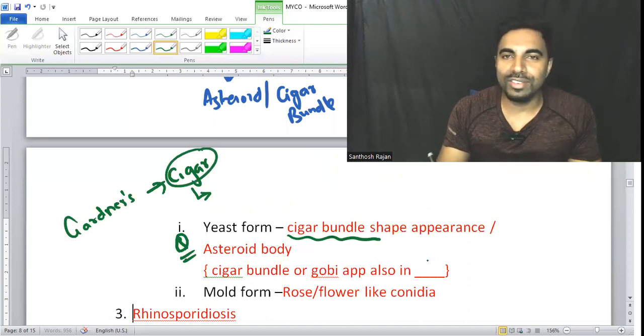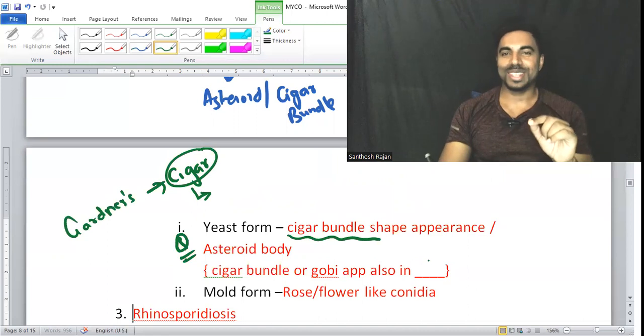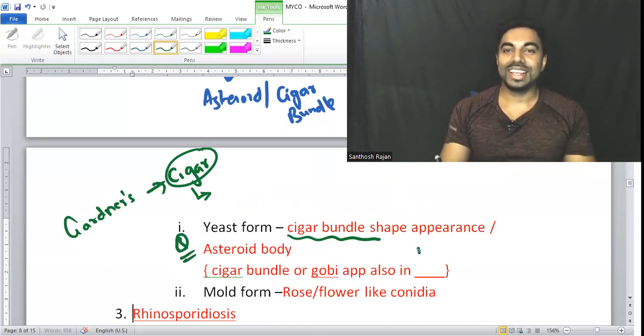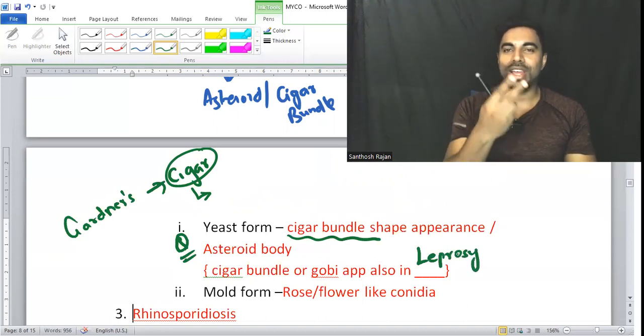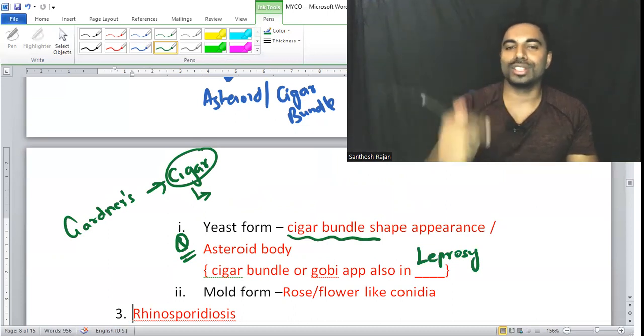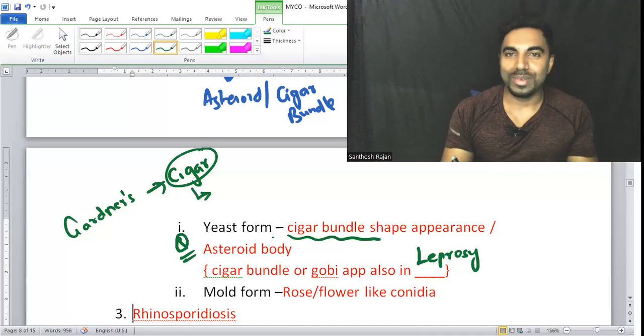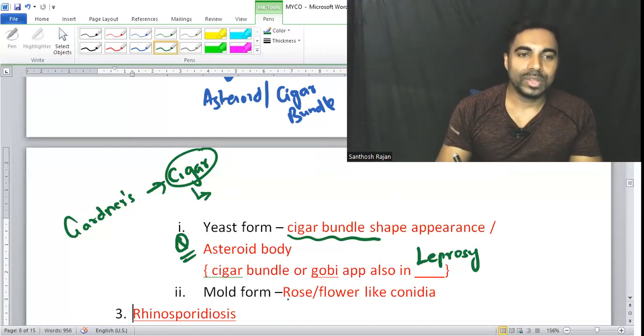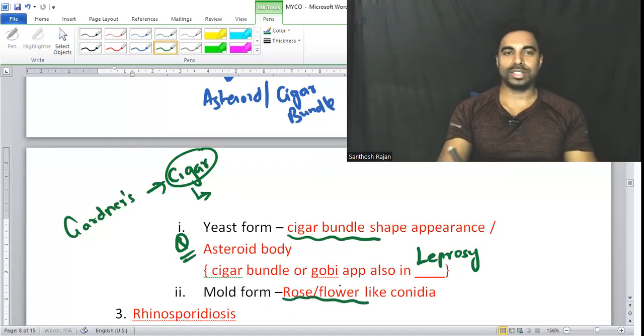One more cigar, where did we see it? Who else smokes? Think in bacteria. I'm so glad I asked this question here. It is the leprosy patient, Mycobacterium leprae. Leprosy people also eat gobi and they smoke cigar. Okay, leprosy. Very simple. Amazing. I love this. And the mold form has rose or flower-like conidia. That's it. I already showed the picture.